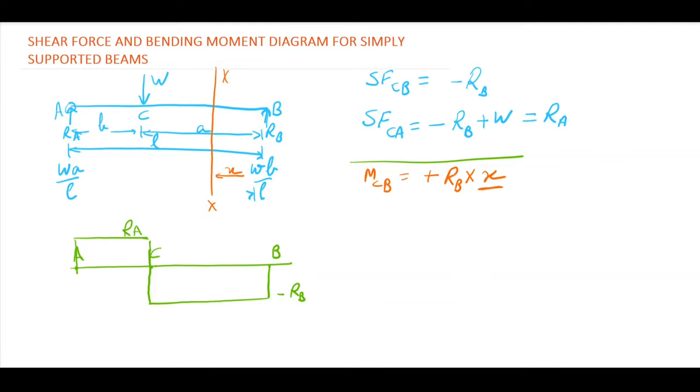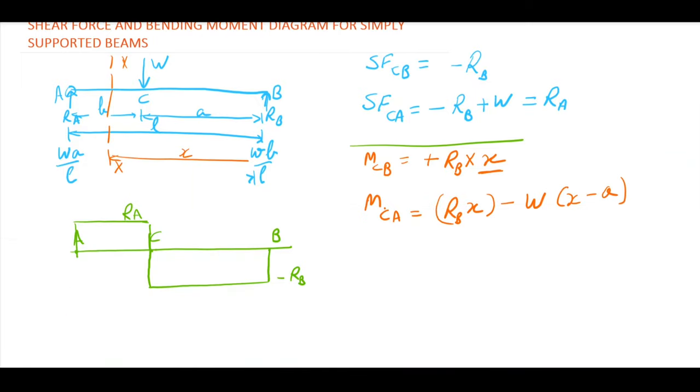So when I shift this X between CA at distance X from the point B, so my bending moment between C and A will become RB times X minus W into (X minus A). So you can see that it is varying linearly. So when I put the value of RB in terms of W, I get WB by L into X. Here also WB by L into X minus W (X minus A).